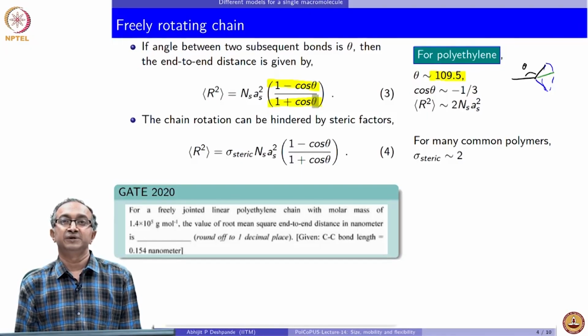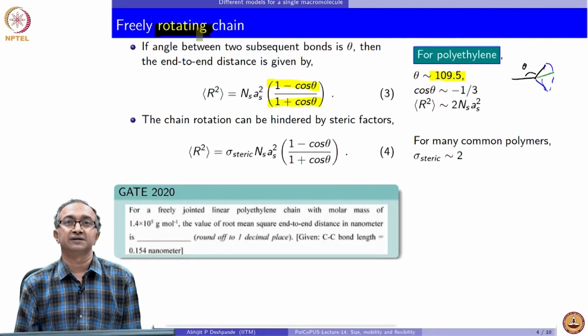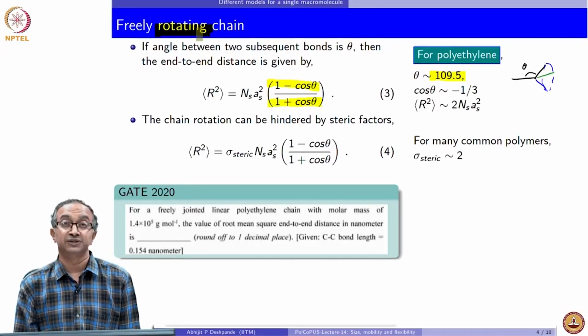So the description changes once the polymer chain, rather than being freely jointed, is freely rotating. Then that angle of rotation comes into the overall description. For polyethylene, cos theta is around minus 1 by 3, and therefore the end-to-end distance for a polymeric chain of polyethylene is given by this.